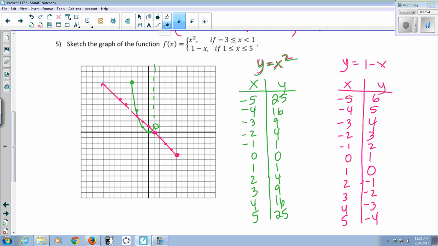And then I want to erase everything before 1. Get my tiny eraser here. And erase everything before that 1. And I might have to go back and fix some things. All right, so my green graph, just kind of fix that. There we go. There's my graph. So I included my green graph, y = x squared, between -3 and 1, not including the -3, but not the 1. And then the pink graph, the line from x = 1 to 5, including both the 1 and the 5.